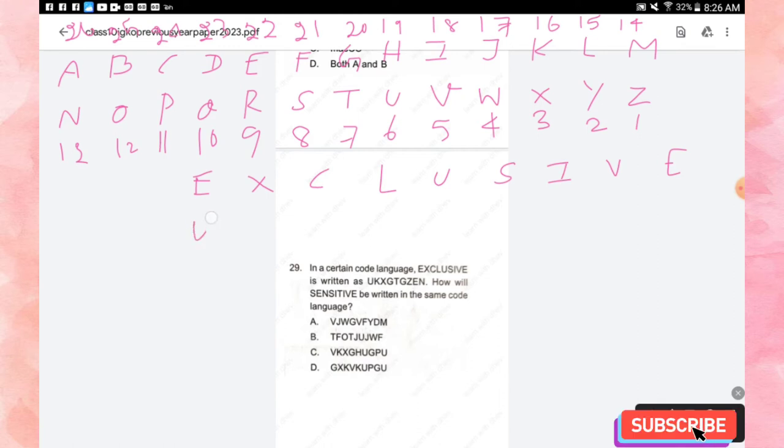Exclusive, right? U, K, X, G, T, Z, G, Z, E, N. Okay. So now what we have to do, first again, you just number the given letters. So E is numbered as 22. X is numbered as 3.